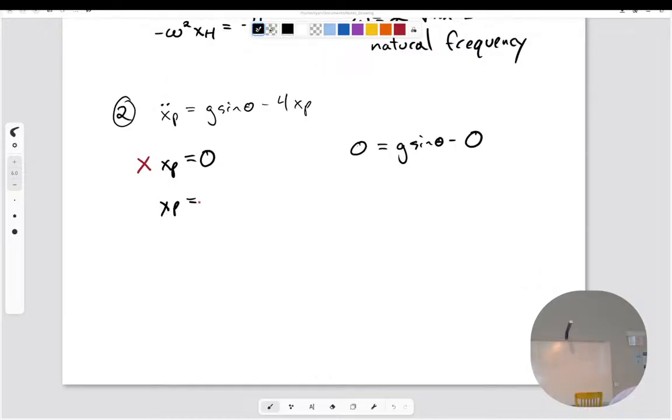What if it's a constant? I should use a different constant. Call it P, capital P for particular. How about this one? What's the second derivative of a constant? 0. Okay. And then it would be minus 4 times P, right? Doesn't work? Why not?